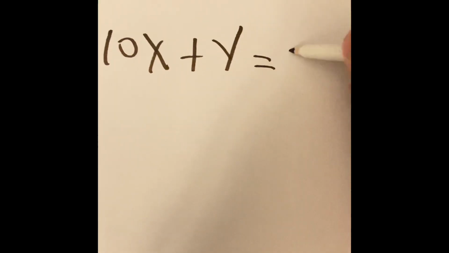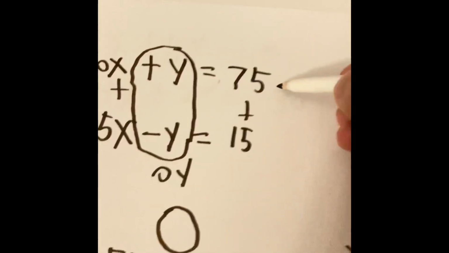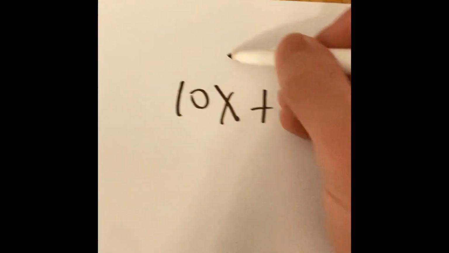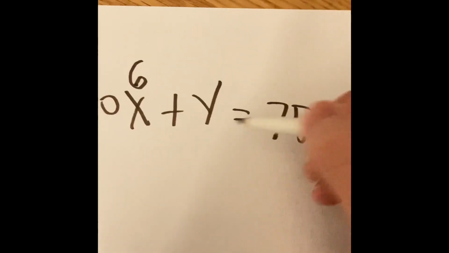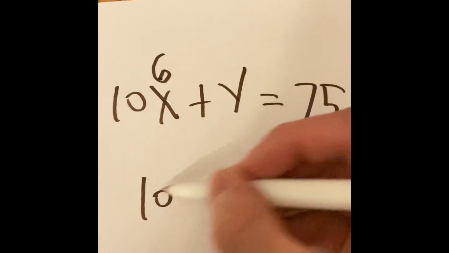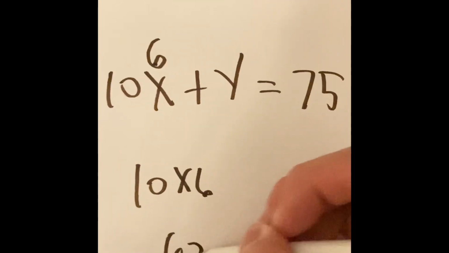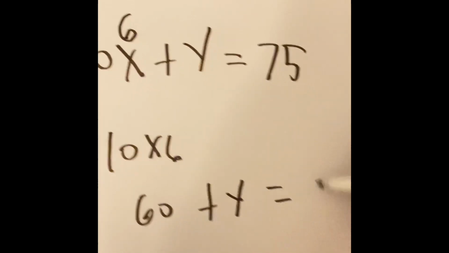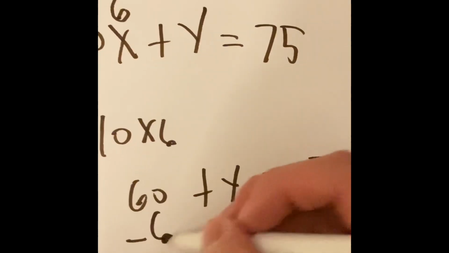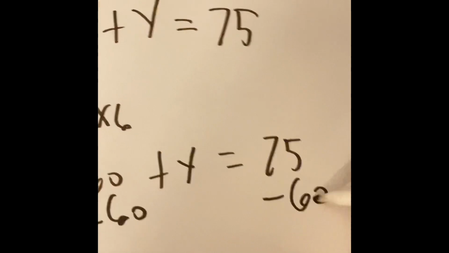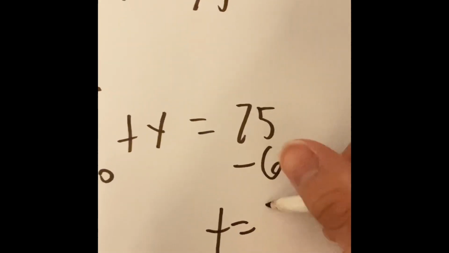So by doing that, we're going to insert 6 into x in both equations. So let's start with 10x plus y equals 75, because that was our first equation. We're going to put 6 in here so we can isolate the y variable. So 10 multiplied by 6 is 60, plus y equals 75. Subtract 60 from both sides, and we get y equals 15.